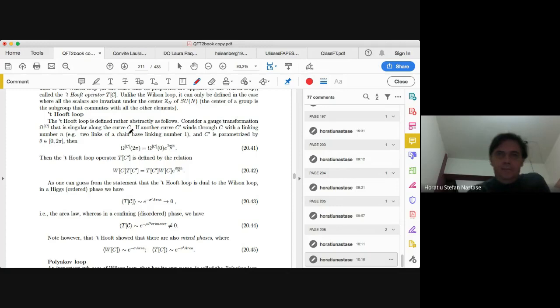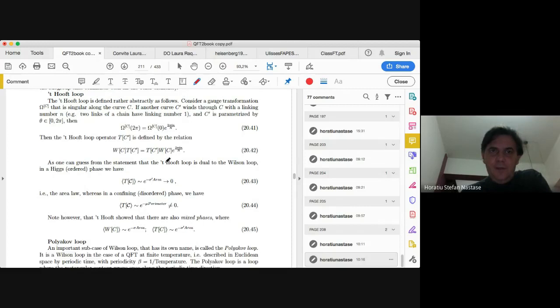And then if another curve C' winds through C with a linking number n, then that means, linking number means they link like in a chain, like this. So two links of a chain have linking number one. And if this C' is parameterized by an angle θ that goes from 0 to 2π, then we will have that Ω_C(2π) is equal to Ω_C(0) times exp(2πi n/N), where n is the linking number, divided by the N of the SU(N) group.